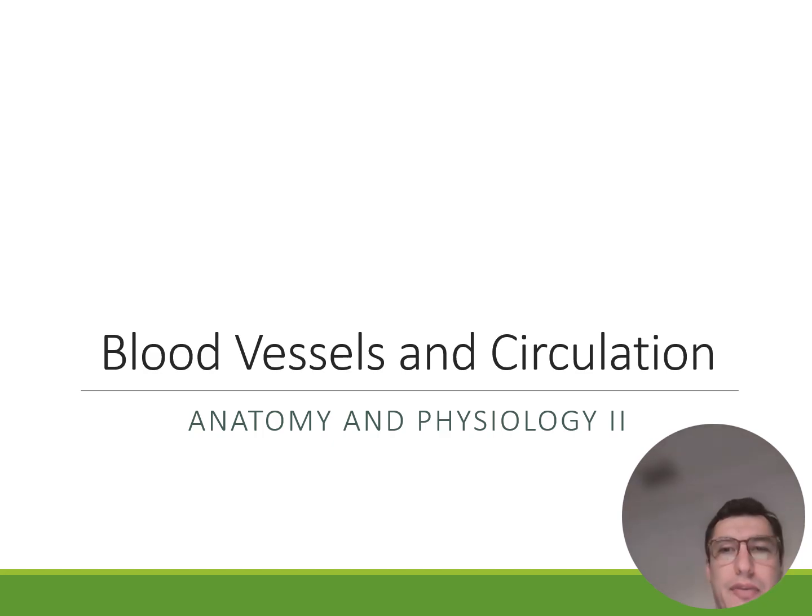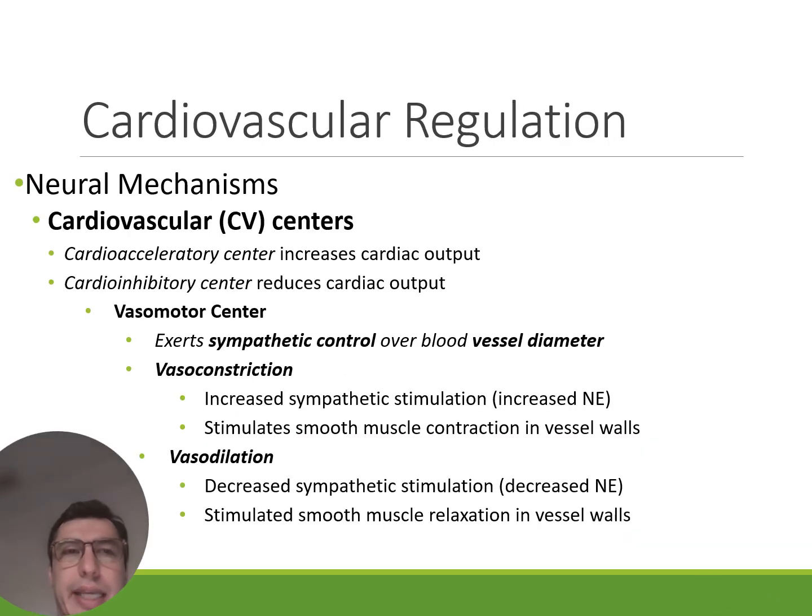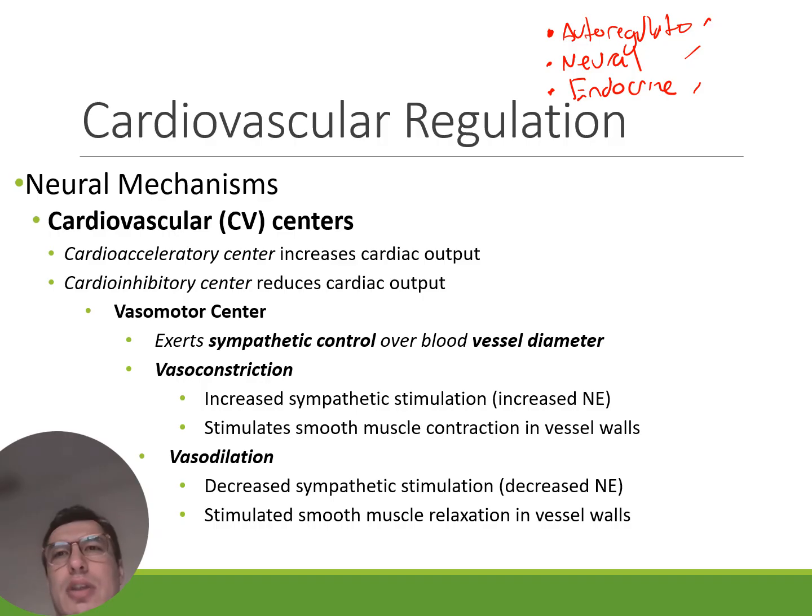This is part B for our study guide and review of the vessels. So just as a recap, we have multiple mechanisms to stimulate and regulate some of that blood flow in vessels, and that is autoregulation. We have neural, and we have endocrine control. So we talked about autoregulation in the previous slides.